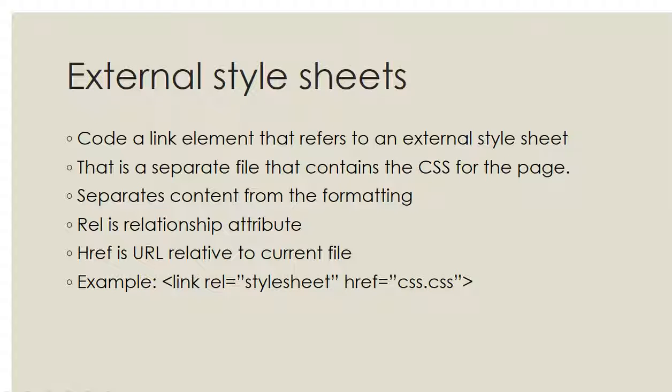The first type is external style sheets, which we've used before. You can code the link that refers to the external style sheet. It's a separate file that contains the CSS for the page. This separates the content from the formatting and makes it easy to use the same styles for more than one page. The attributes for the link element that links to an external style sheet are the rel attribute with the value of stylesheet and the href that locates the file.